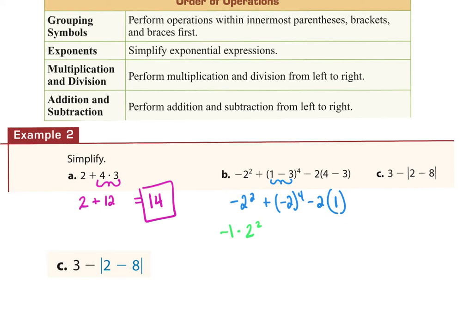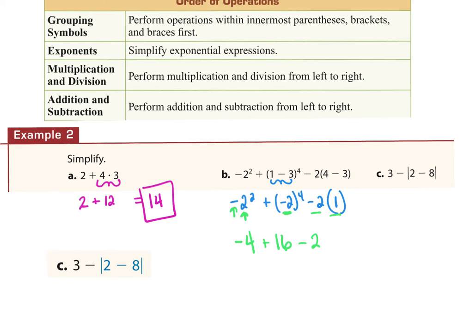I actually need to do the things that are grouped first. So that means I need to do this guy before I square it. Now you can do them all, but keep in mind that when you square this, 2 squared is 4, then apply the negative. That's going to give me a negative 4. Negative 2 to the fourth power is going to give me positive 16, because it's negative, negative, negative, negative. 4 negatives is going to give me a positive. All right, so that's positive 16. And then I have a negative 2 and a positive 1. That's negative 2 right there.